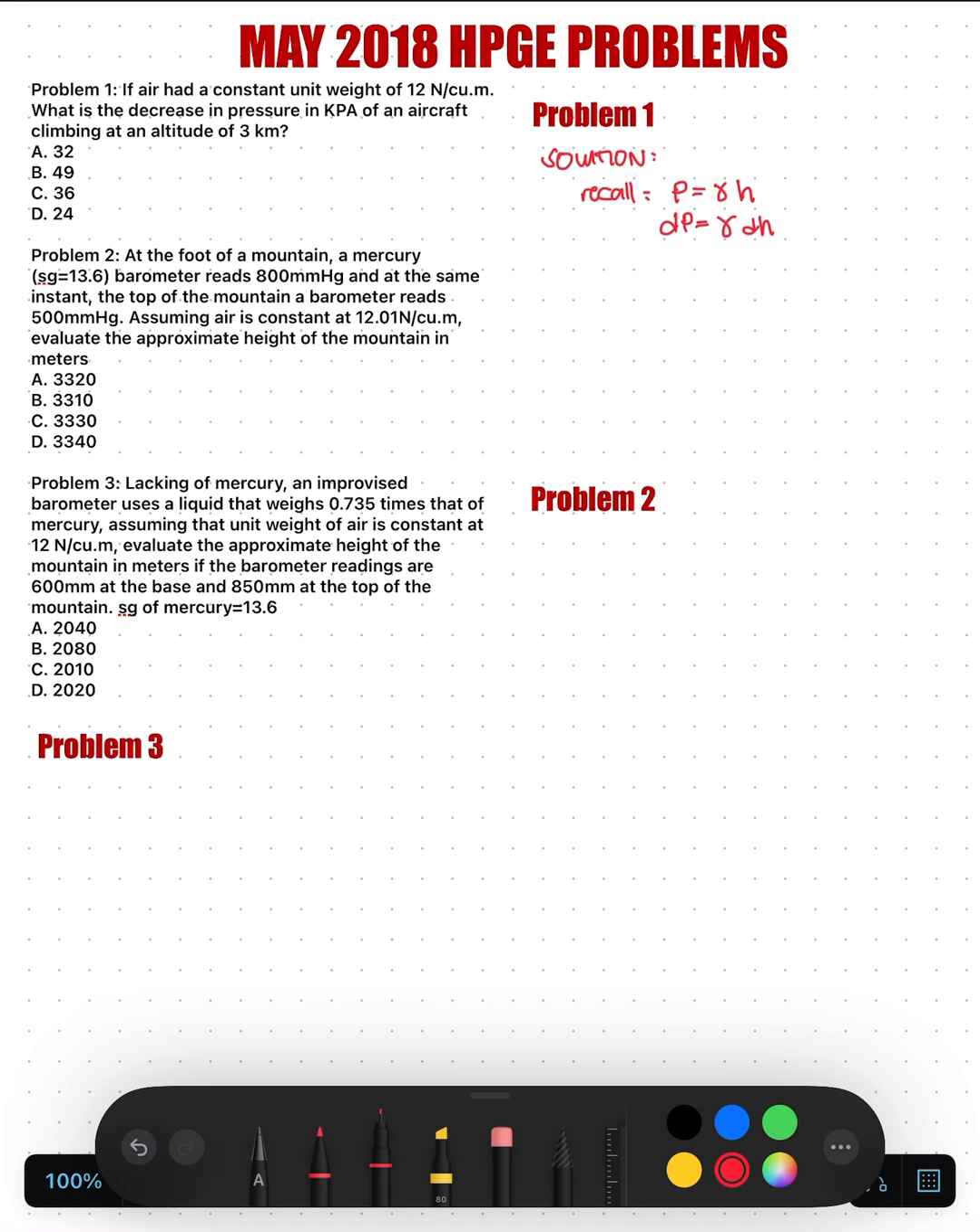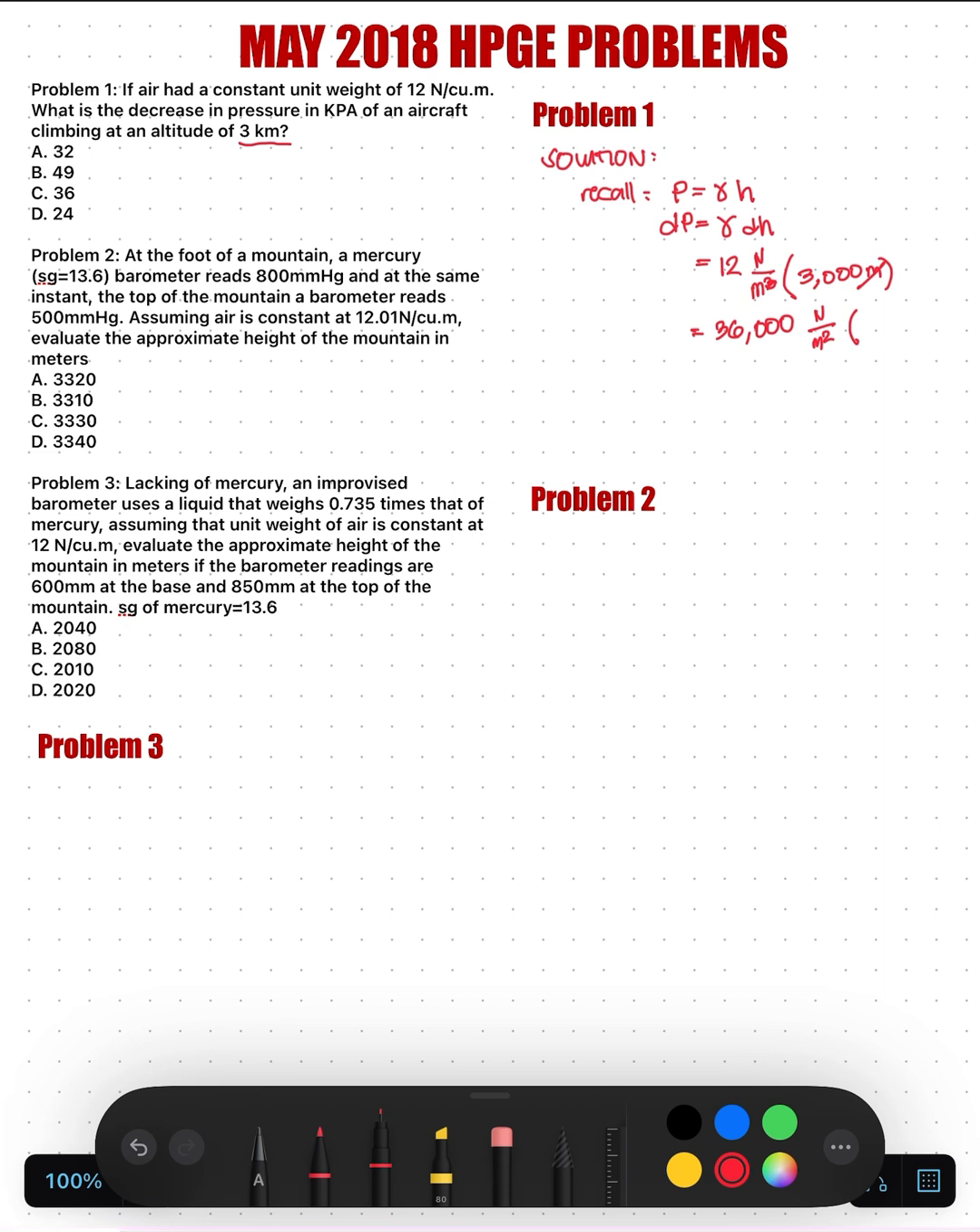So if we substitute that to our formula, the change in pressure is equal to 12 Newton per cubic meter times the change in height. The change in height is 3 kilometers, so that is in meters, 3,000 meters. We can cancel the units here, meter, and it will be 12 times 3,000, that is 36,000 Newton per meter squared.